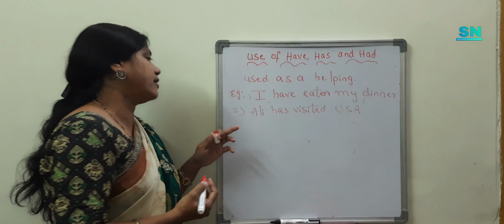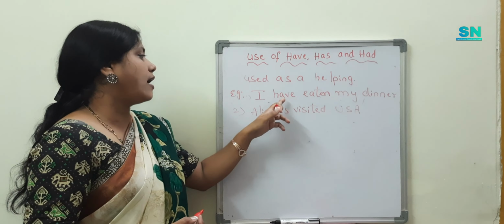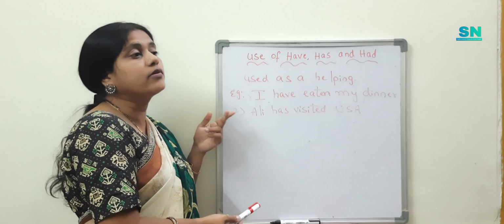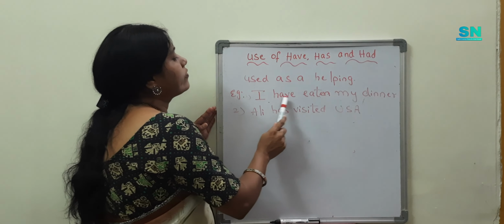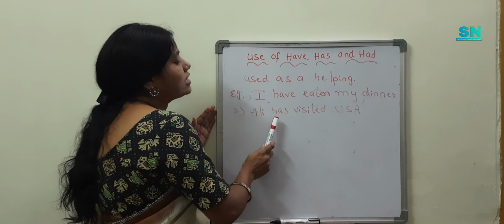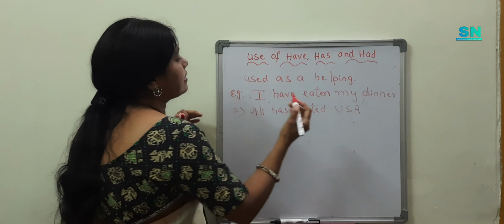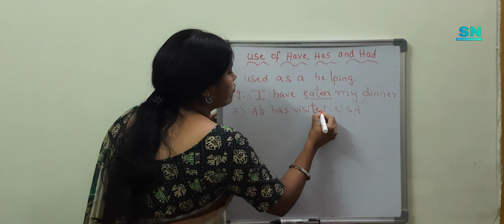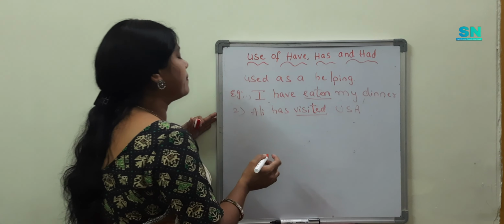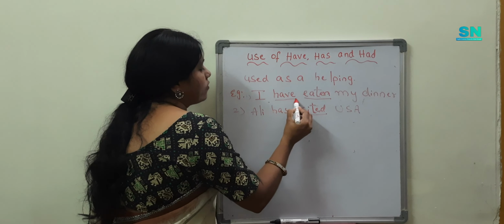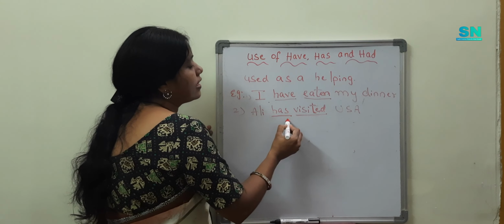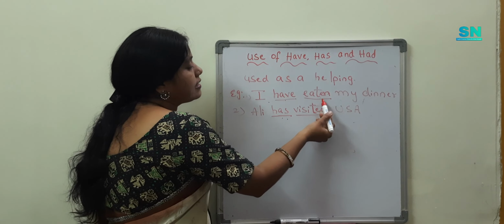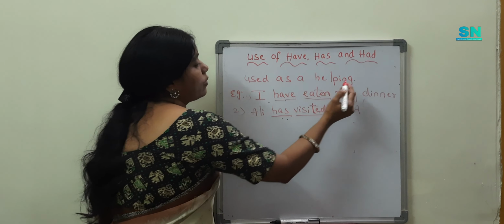Ali has visited USA. So here has and have are used as helping verbs. I have eaten my dinner. Ali has visited USA. Here eaten is the main verb, and visited is the main verb. And we use have and has as the helping verbs.